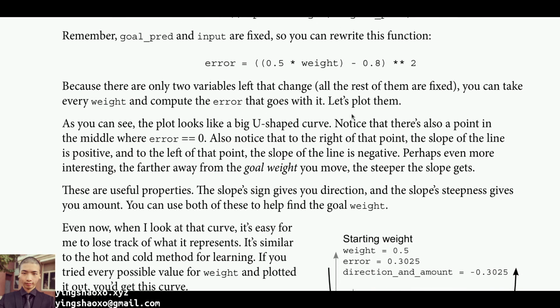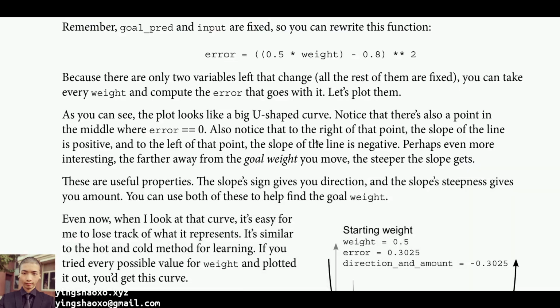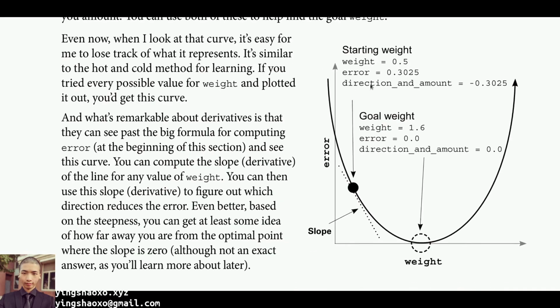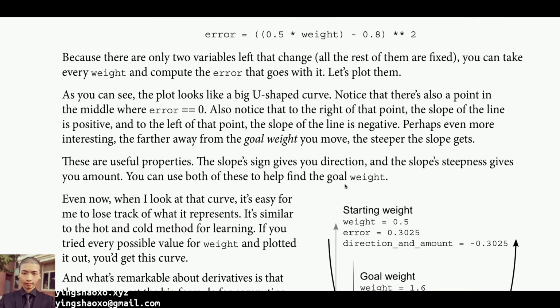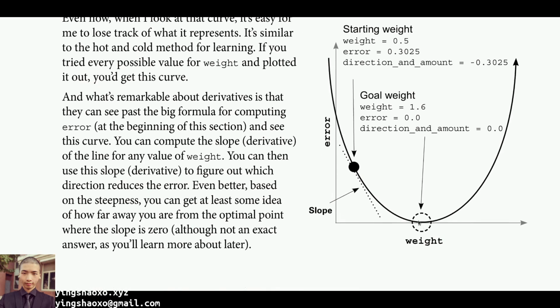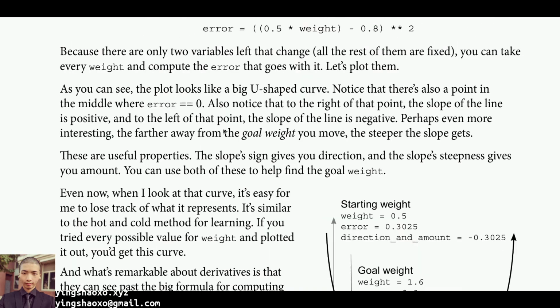Let's plot them. As you can see, the plot looks like a big U-shaped curve. Here it is, a big U-shaped graph. Notice that there's also a point in the middle where the error equals 0. When the point goes to here, the slope will probably equal 0.